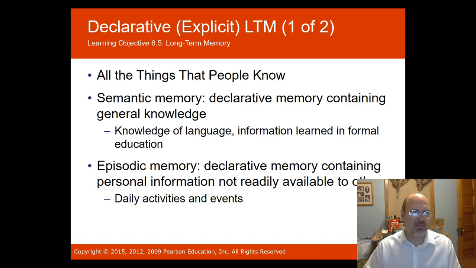Episodic memory has to do with any personal information that may not be readily available to others. These are daily activities, birthdays, childhood events. Some things would be especially memorable in your episodic memory. It might be your first date, or the day you get married, or the day your child is born. These are memories that are blazed into our memory through emotion. They're emotionally charged.